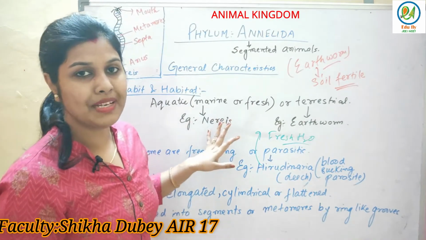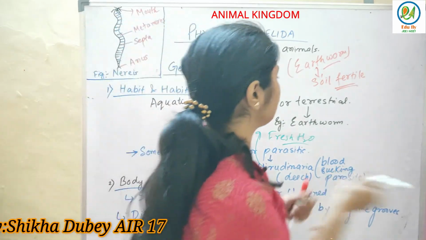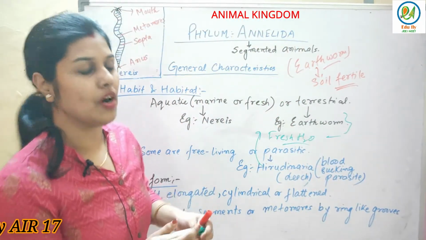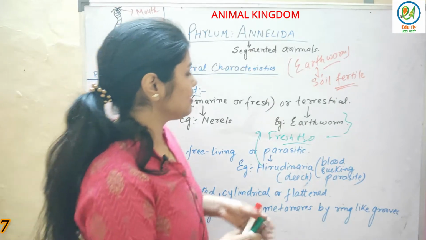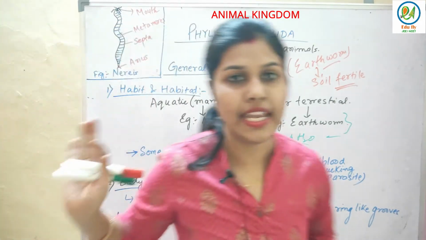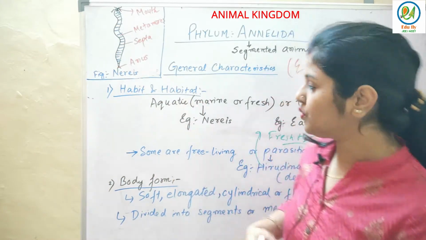In aquatic the example is Nereis, and from terrestrial the example is earthworm. Just remember the example where they are found. Fine. In parasitic it is Hirudinaria. So these are the forms in which the animals of phylum Annelida stay.